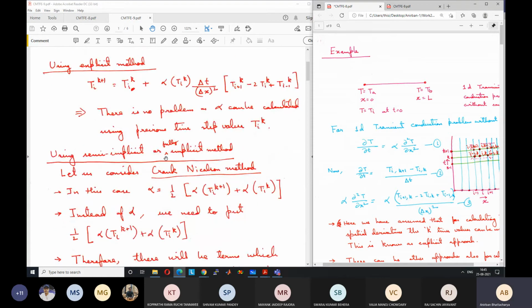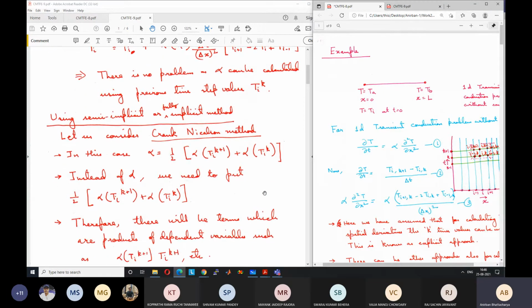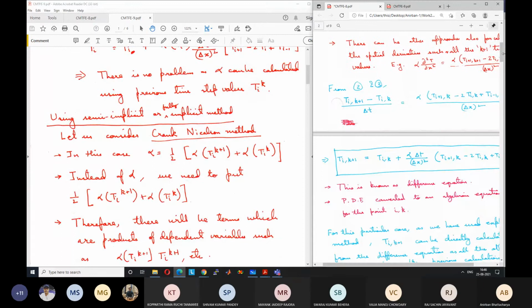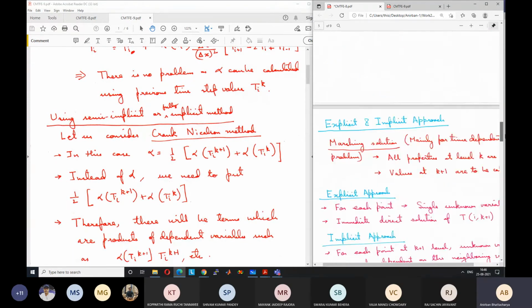However, whenever we have a semi-implicit or fully implicit scheme, meaning any non-explicit scheme, the non-linearity brings a major complication. For example, let us again consider our Crank-Nicolson method. In this case, we can write alpha as the average of alpha at the new time step, T i at k plus 1, plus alpha at the old time step, T i at k. Now wherever there is alpha in the Crank-Nicolson derivation, where was the derivation? Let us take a look. This equation.